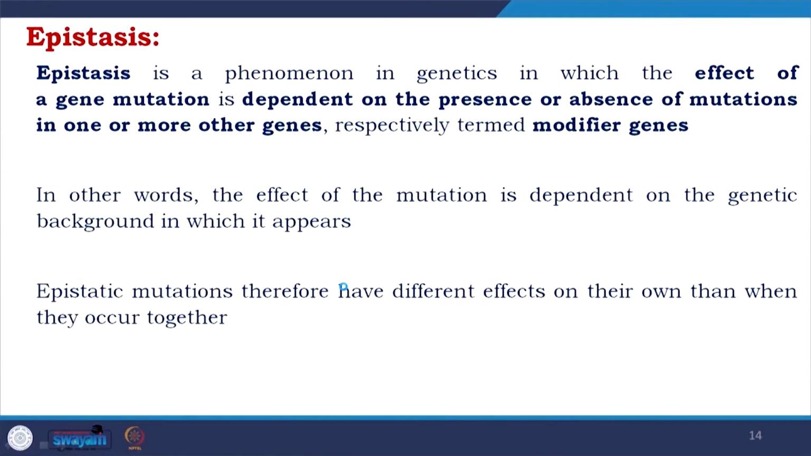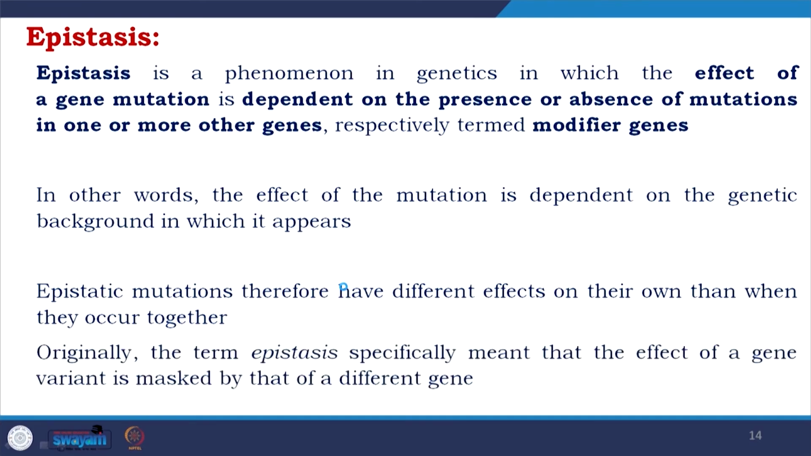Let us say if parents are tall, it is not guaranteed that the son or daughter would obviously be tall. So, there are many genes which affect each other. Epistatic mutations therefore have different effects on their own than when they occur together. Originally, the term epistasis specifically meant that the effect of a gene variant is masked by a different gene.